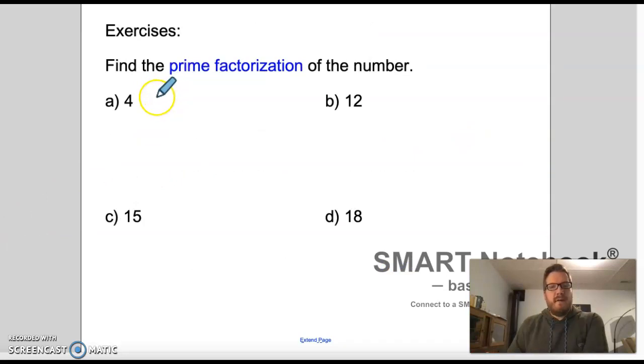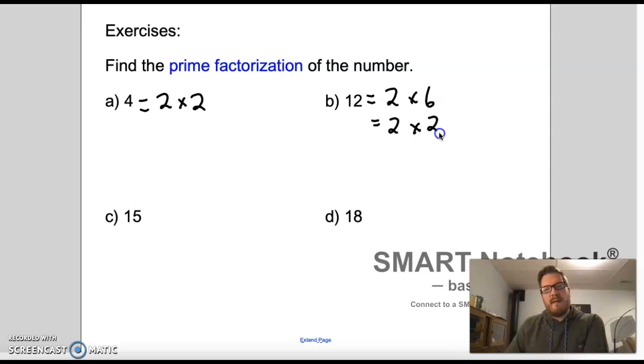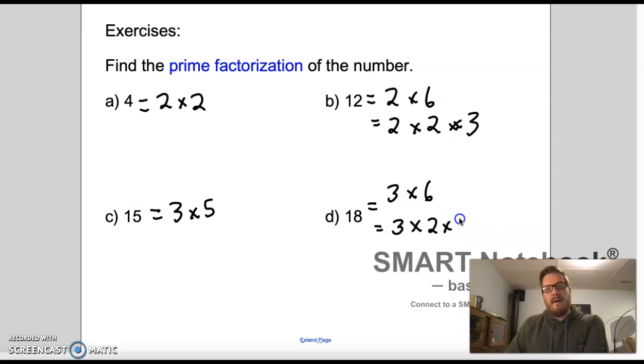So then this one says to find the prime factorization of the number. This one I know is 2 times 2. That one's pretty straightforward. This one, if I say it's 2 times 6, well, 6 is not a prime number. 2 is, but I know that 6 can be rewritten as 2 times 3. 15 is 3 times 5. Both of those are prime numbers. 18, I could say, is 3 times 6. And 3 is a prime number, but 6 is not, so I'd have to say 2 times 3.